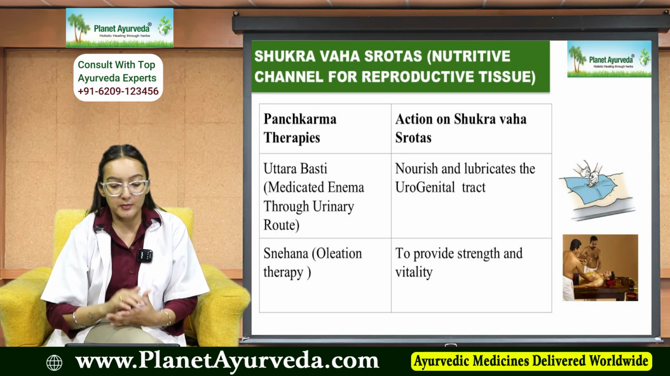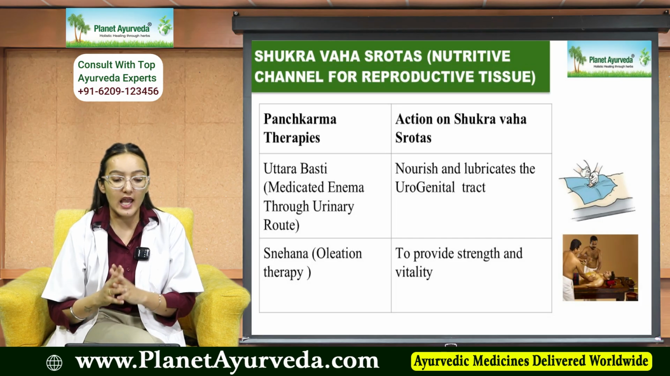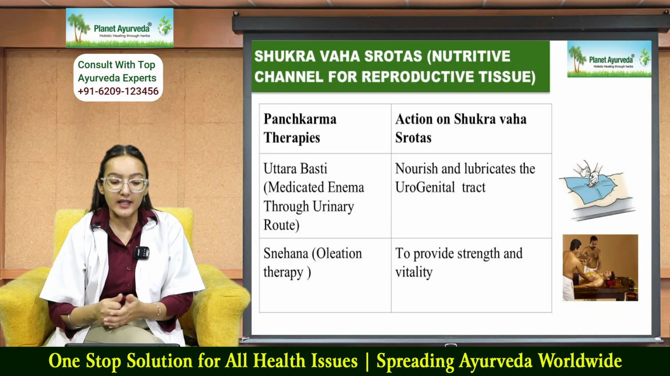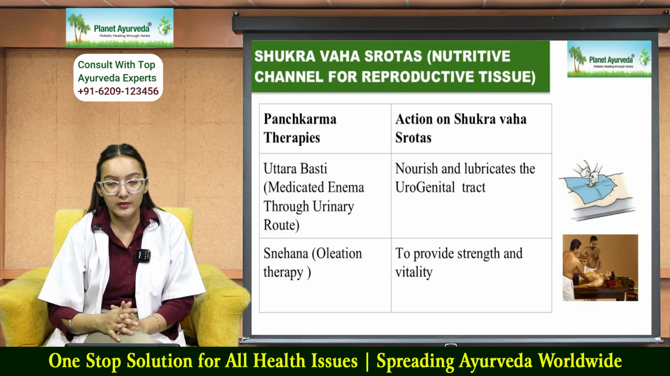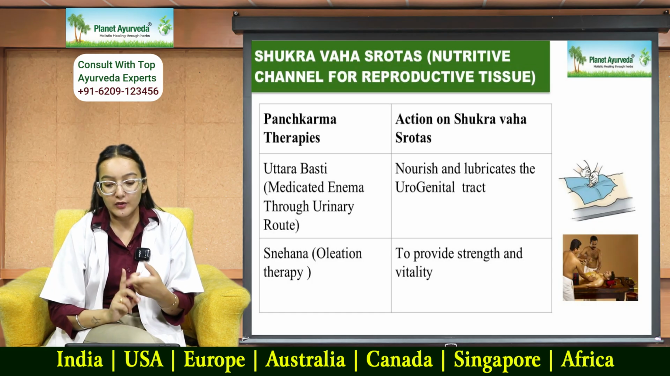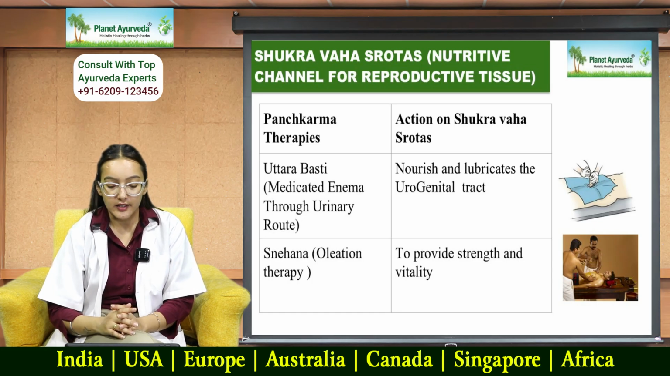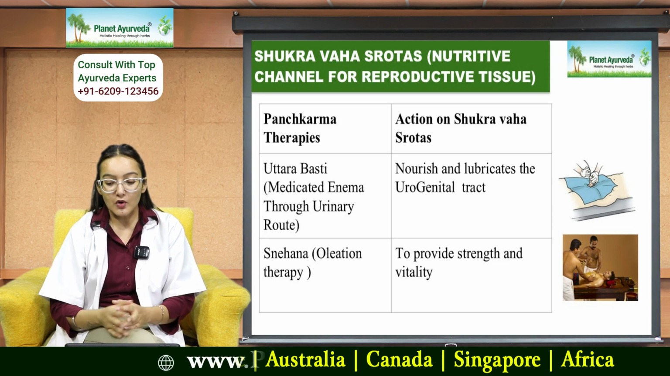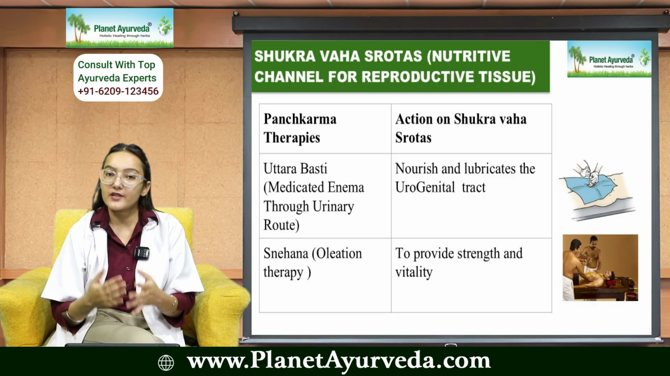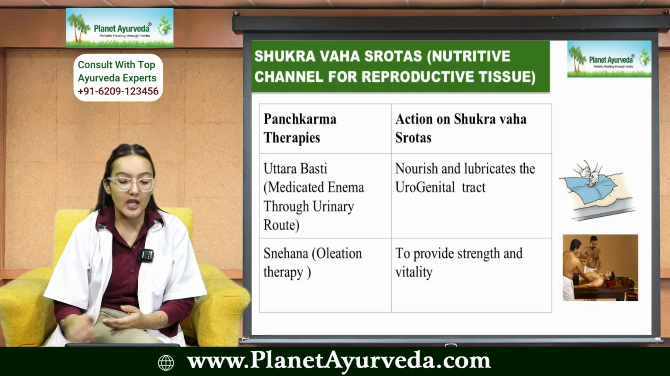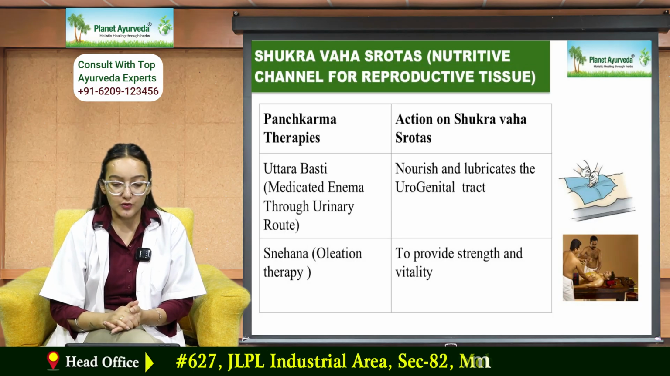Then come the panchakarma therapies that will help in case of Shukravaha Srotodushti. Uttar Basti, medicated enema through the urinary route, is very effective in such cases. It will nourish and lubricate the urogenital tract in males. Then comes Snehan, oleation therapy. Oleation therapy will provide strength and vitality. That's why it is very effective in such cases. So this was all about Shukravaha Srotodushti.